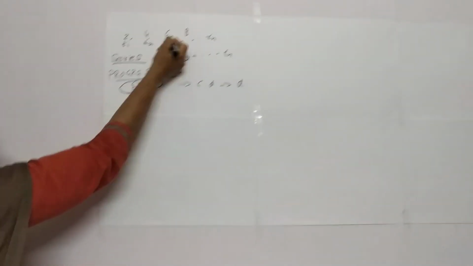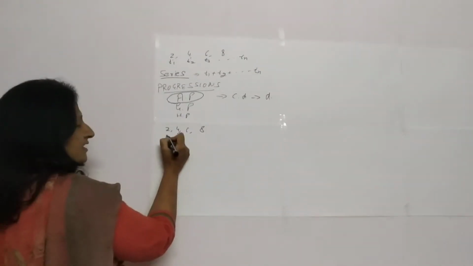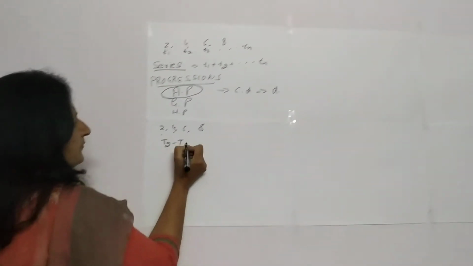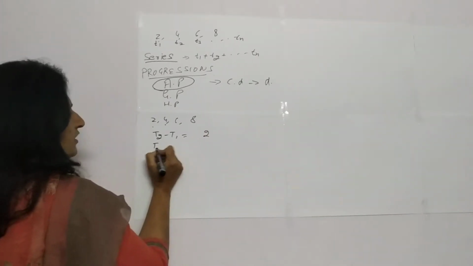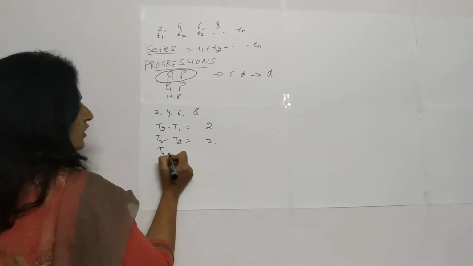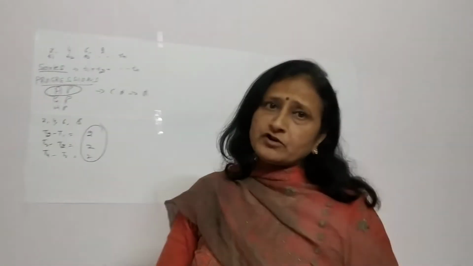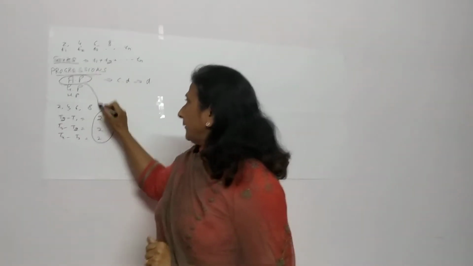Say, for example, if we have the terms, say this example only, 2, 4, 6. In this we observe the difference of the terms: the second term minus the first term is equal to 2. T3 minus T2 is again equal to 2, likewise so on, T4 minus T3. Now the common difference remains constant throughout the sequence, so it is known as an AP.